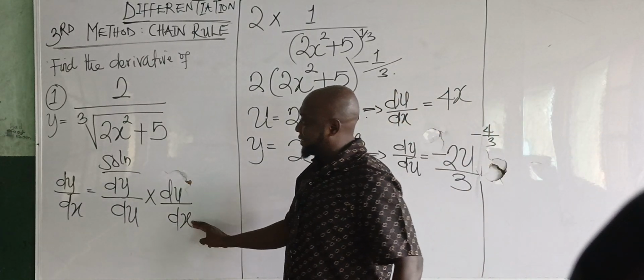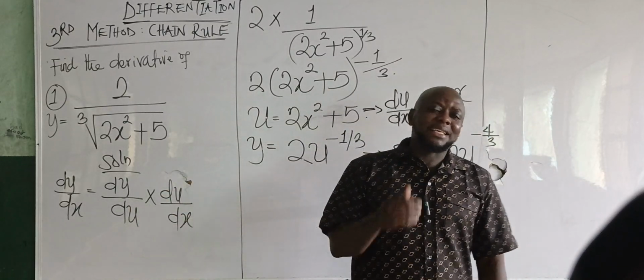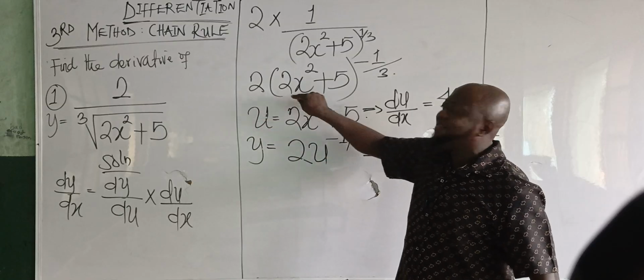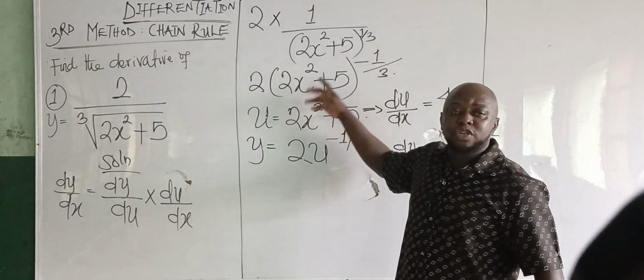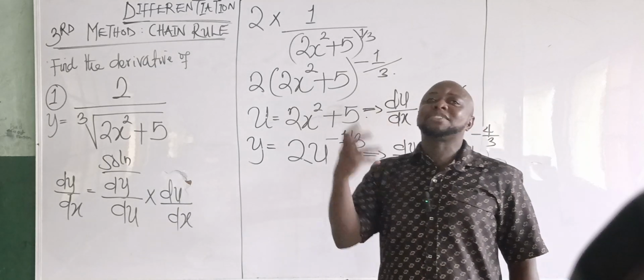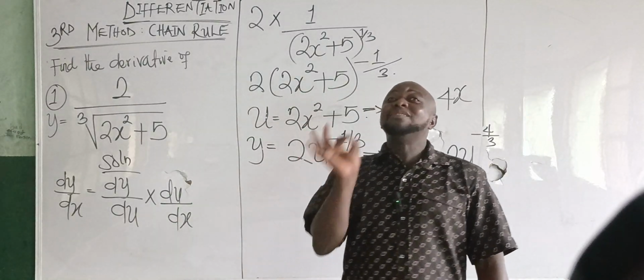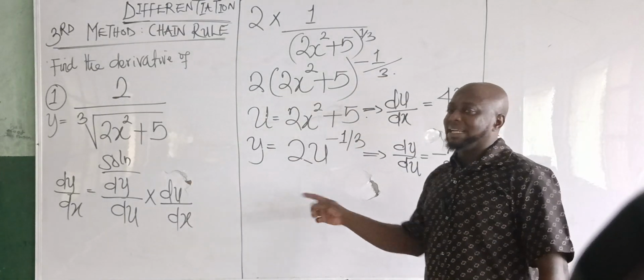Now this is my du dx. I also have dy du. This is my dy du. Please bear this in mind that you cannot use this value because we say let u be everything in here and let y be 2 into bracket u raised to the power of minus 1 over 3. You cannot use u and y to solve because in the formula we don't have u and y. We only have dy over du over dx. So that is how it goes.